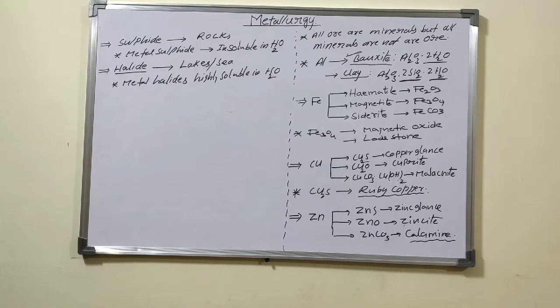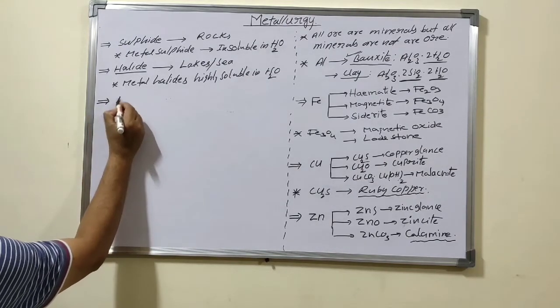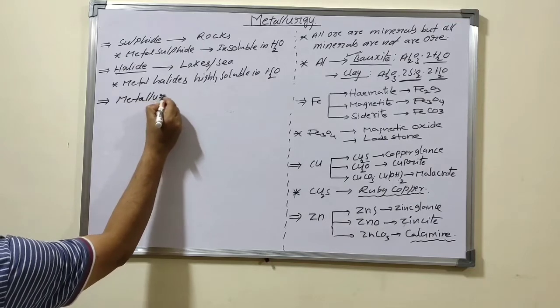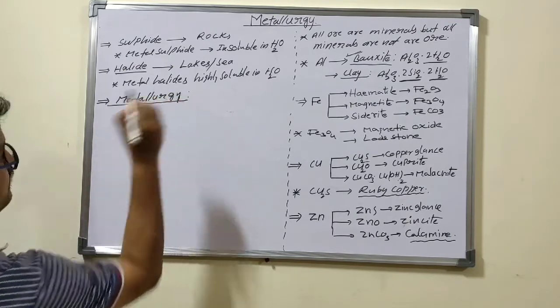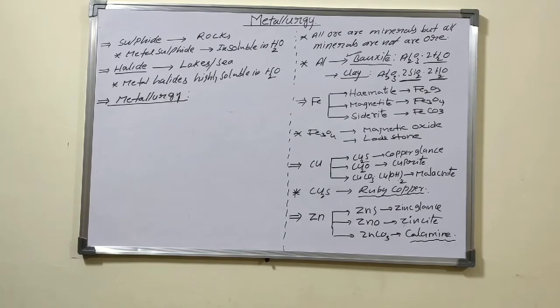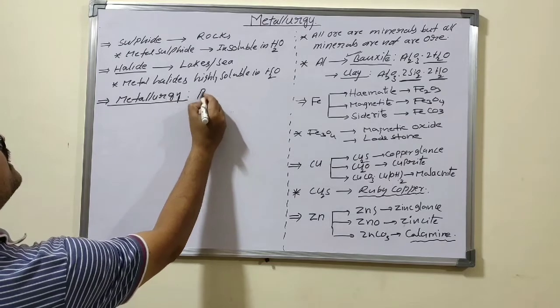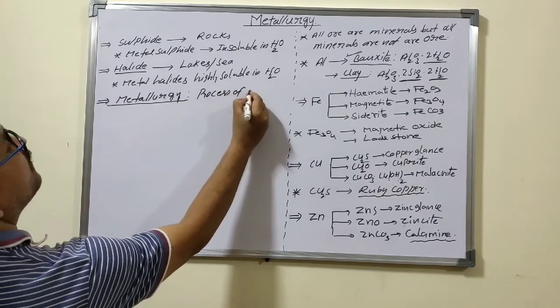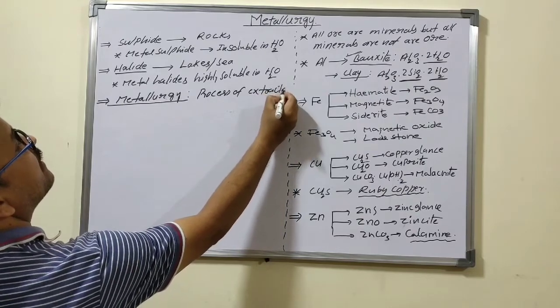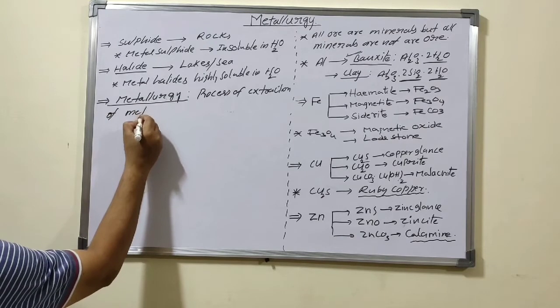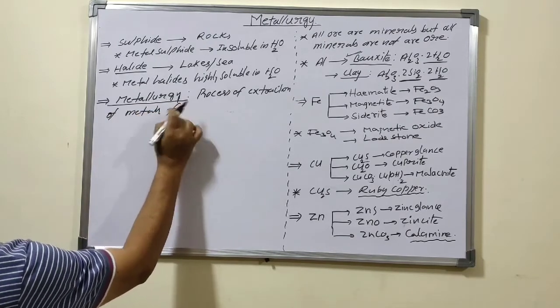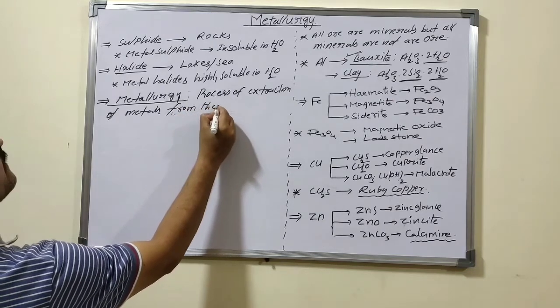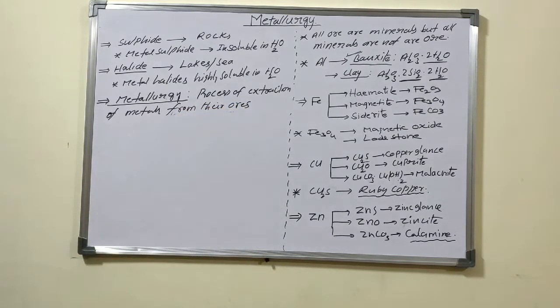Now let me go further. What is meant by metallurgy? Metallurgy is nothing but the process of extraction of metals from their ores. But extraction of metals is a big process.